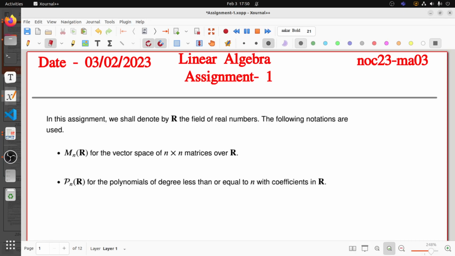Is this fine? Yeah, okay. So let's move to the next one. Question number 3. So you have to check now, is V a vector space over R?